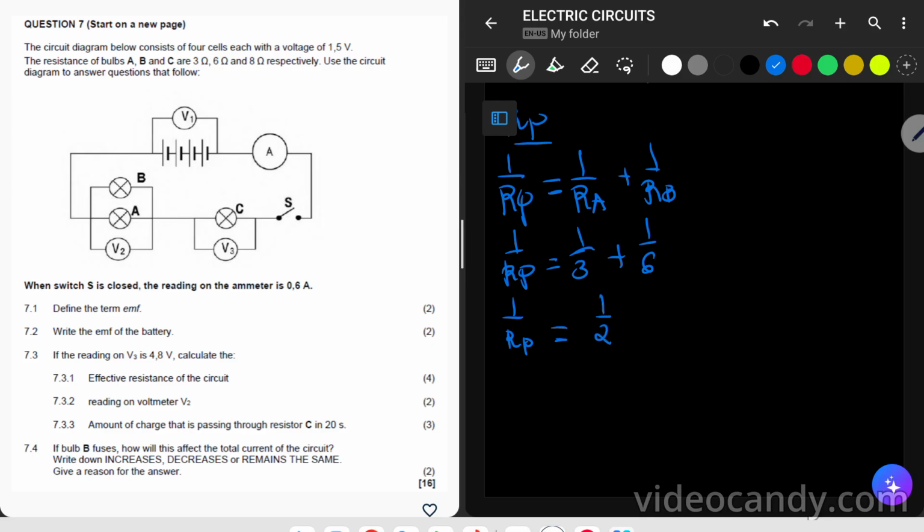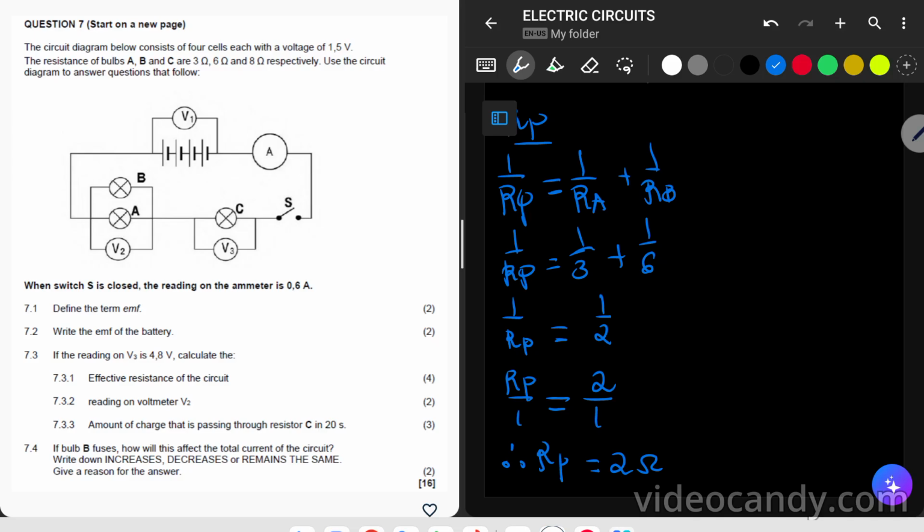But you're not looking for 1 over RP. What you're looking for is RP alone. How are you going to go about calculating RP? Take what's at the bottom, put it at the top, and take what's at the top, put it at the bottom. So you have RP divided by 1 is equal to, what you do on the left hand side, you do on the right. Take the 2, put it at the top, and take the 1, put it at the bottom. Therefore, your resistance in parallel will be 2 ohms. That's the final answer.